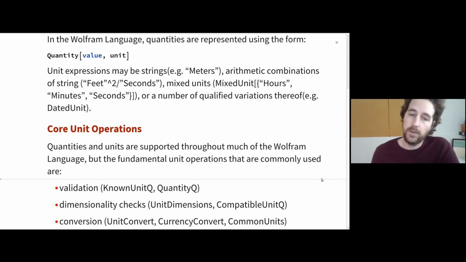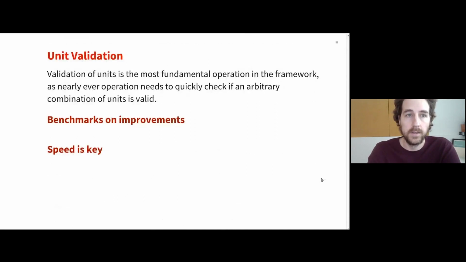So it'd be functions like UnitConvert, CurrencyConvert, CommonUnits, where we're changing from one specific unit into another one. And all three areas are things that we've been optimizing in the last few versions. For version 14, we'll have basically a streamlined version of all those fundamental unit operations in Wolfram language. So we'll run through each of them a little on how much things have improved and why those improvements are non-trivial to introduce.